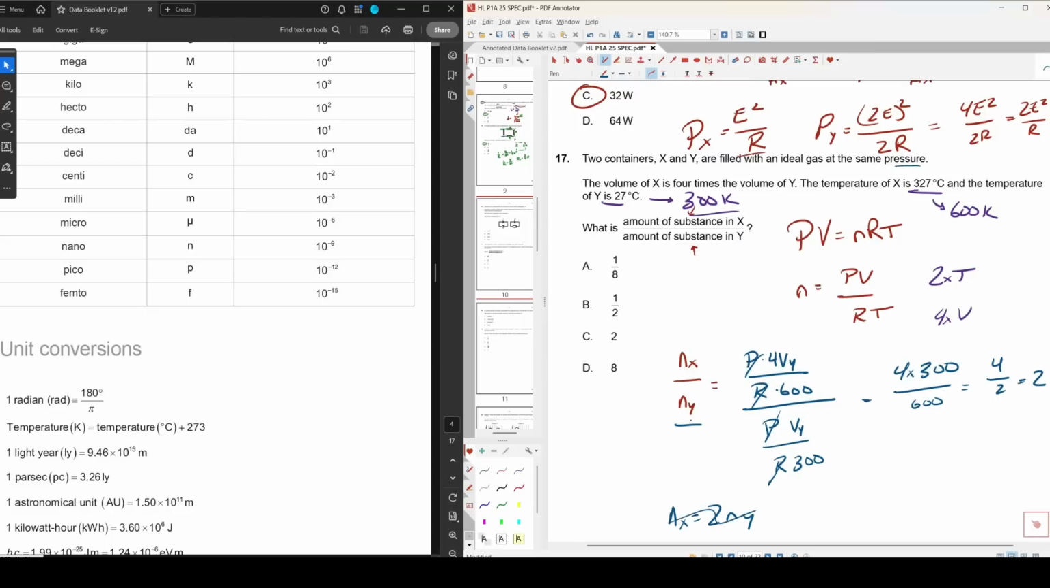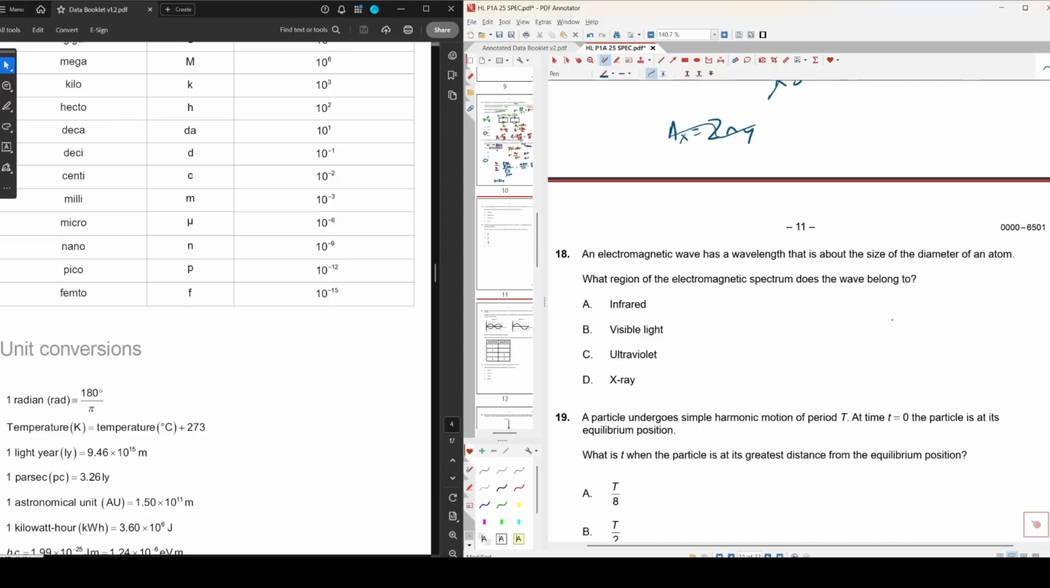Oh, I don't have to do that. I'm just solving for this ratio. The ratio this way is 2 over 1, just 2. So that'll be C. Okay, good old gas law ratio. Just be careful with Celsius versus Kelvin. Only if it's a delta T can you use Celsius. If it's just a T, it's got to be Kelvin.